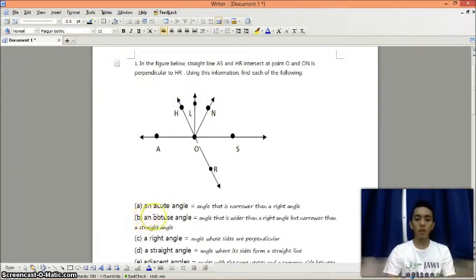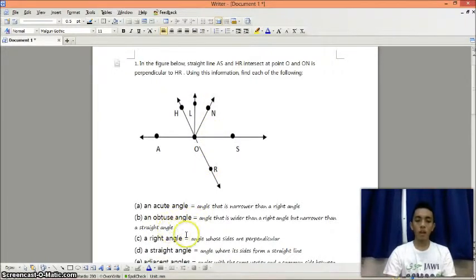B. An obtuse angle. An obtuse angle is an angle that is wider than a right angle but narrower than a straight angle. Here we can see that the right angle is LOH, that is 90 degrees. Angle HOS or angle AON are wider than 90 degrees but narrower than 180 degrees, that is line AOS. So the answer is HOS and AON.